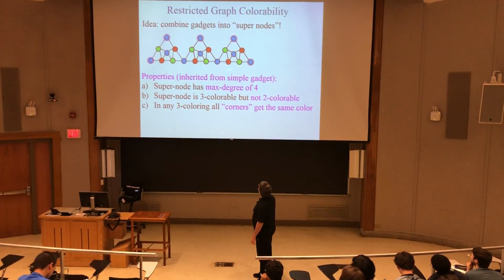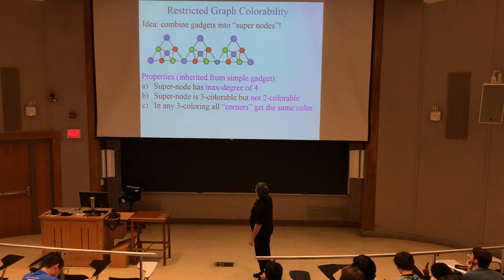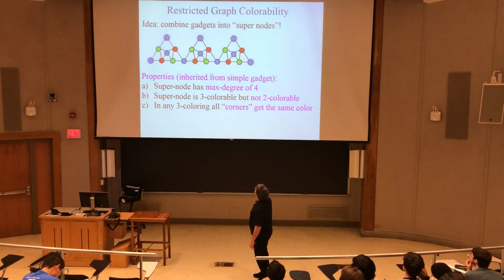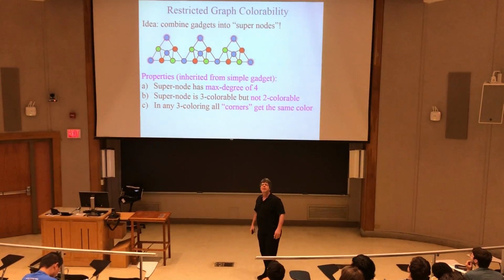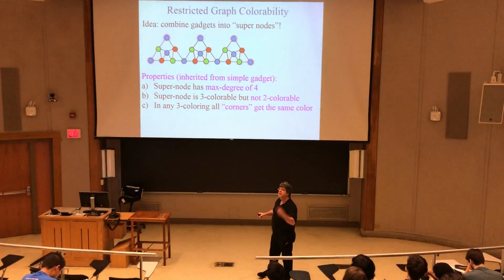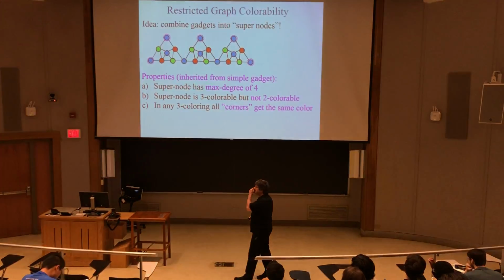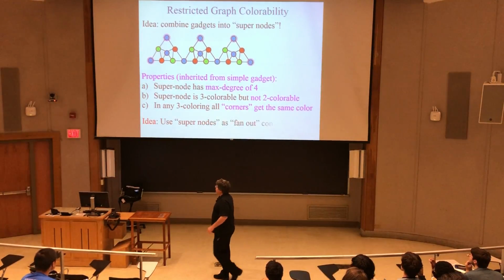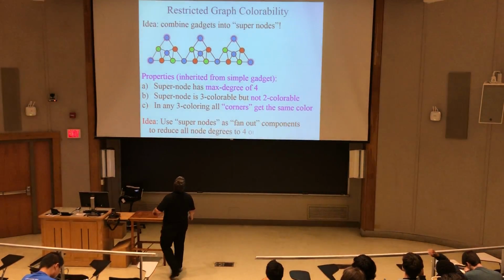In fact, they must get the same color as these nodes also, the middle nodes of all three and the connecting nodes. But let's not worry about those. I want to focus on the corner nodes that have degree 2. You'll see why in a minute. Okay.